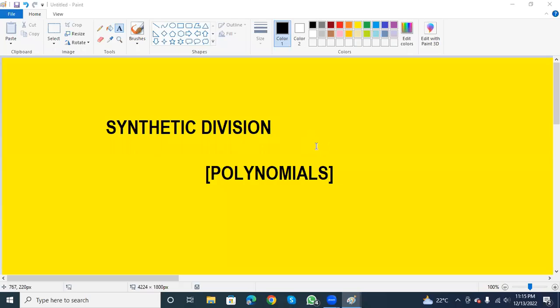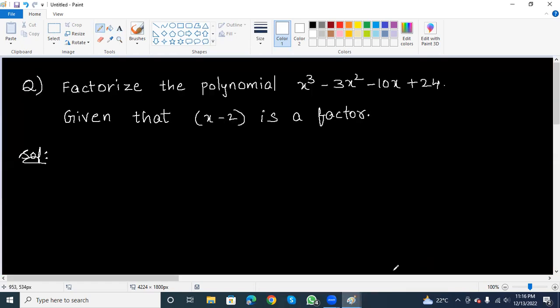Here I'm going to explain synthetic division in polynomials. Whenever a polynomial is of a higher degree, it is difficult to factorize by using the remainder theorem. But by using the synthetic division method, we can find out the factors, remainders, and the quotients of the given polynomial. Okay, so here I'm going to explain the synthetic division with one good example.